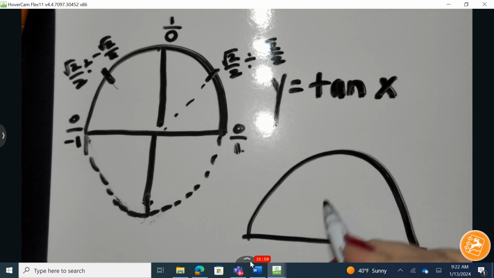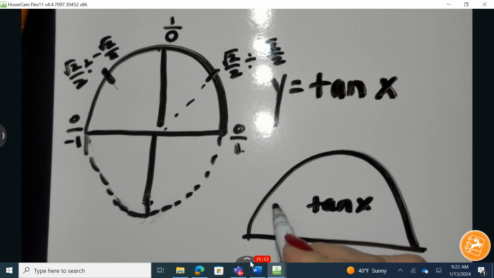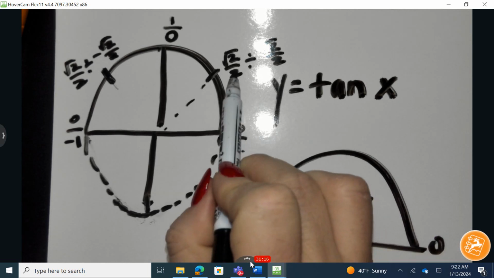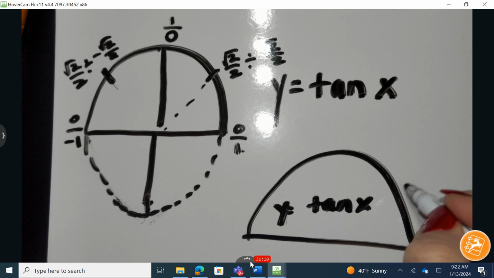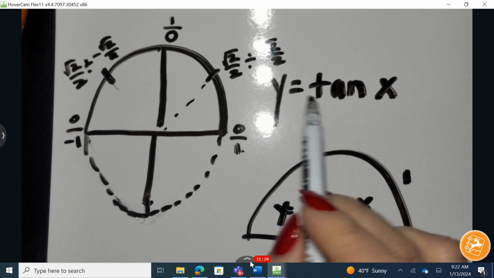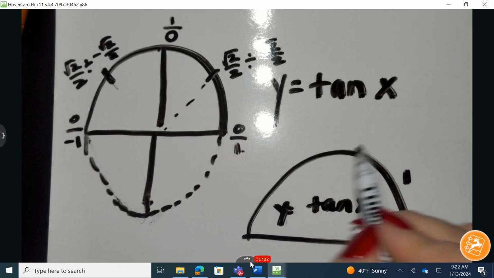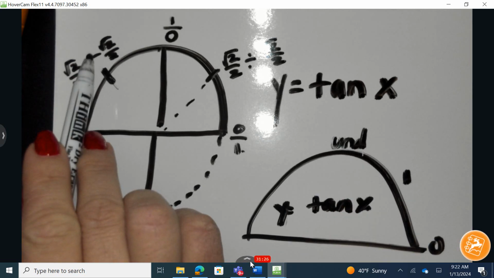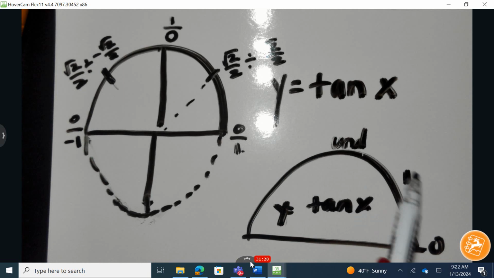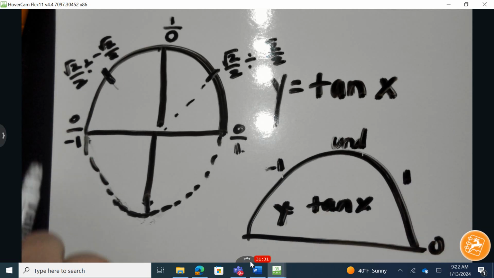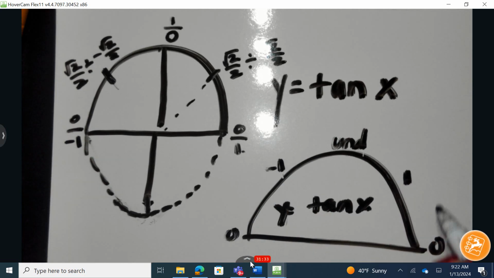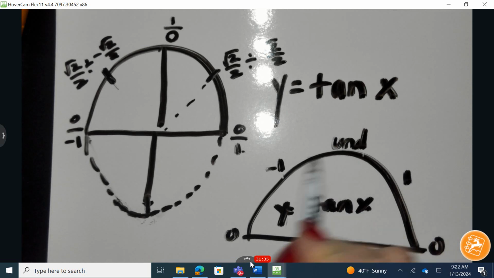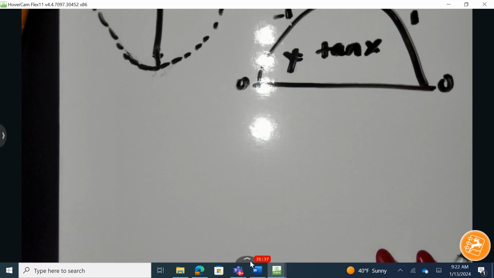0 divided by 1. Now this is for tangent. 0 divided by 1 is 0. When you have the exact same number divided by itself, it's 1. 1 divided by 0 is undefined. Radical 2 over 2 divided by a negative radical 2 over 2 isn't a value of 1, it's negative 1. And 0 divided by negative 1 is 0. So here's your steps. Step 1, 2, 3, and 4. So let me graph that now.